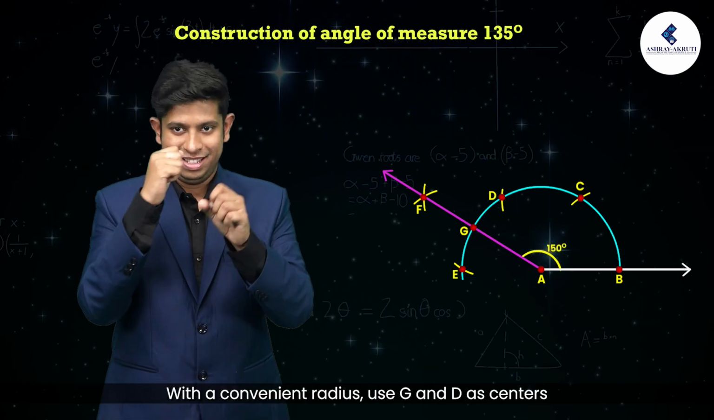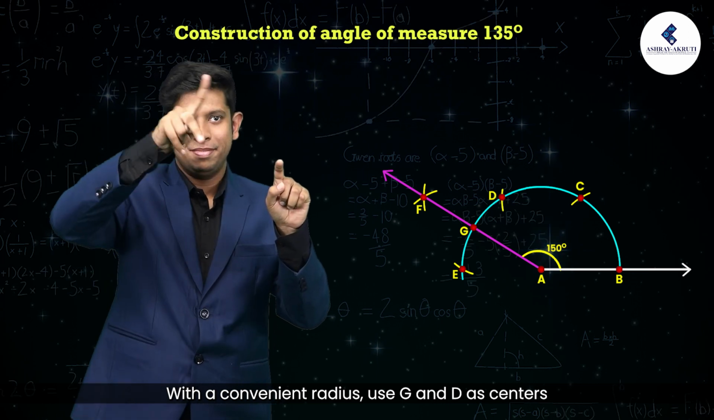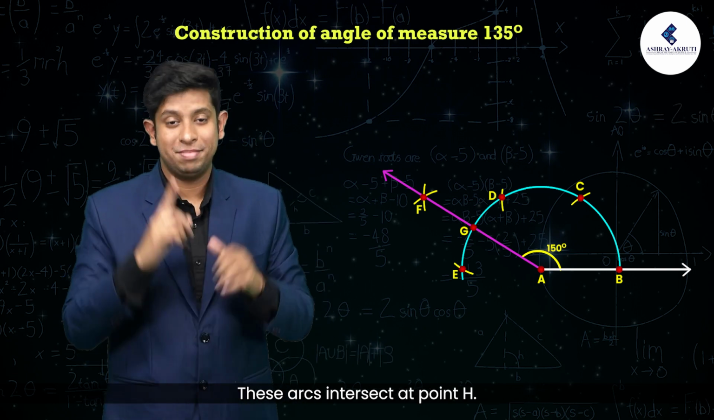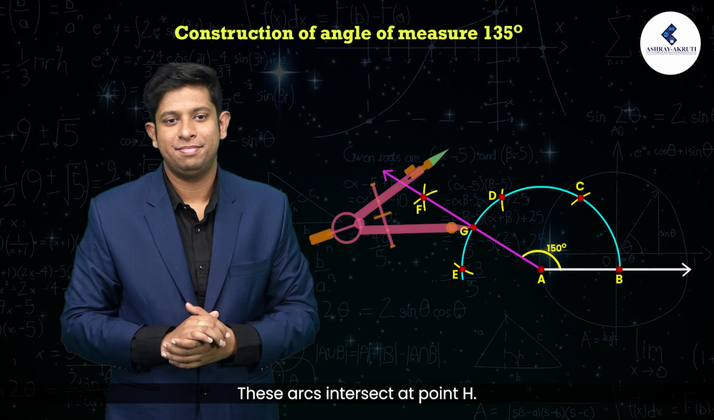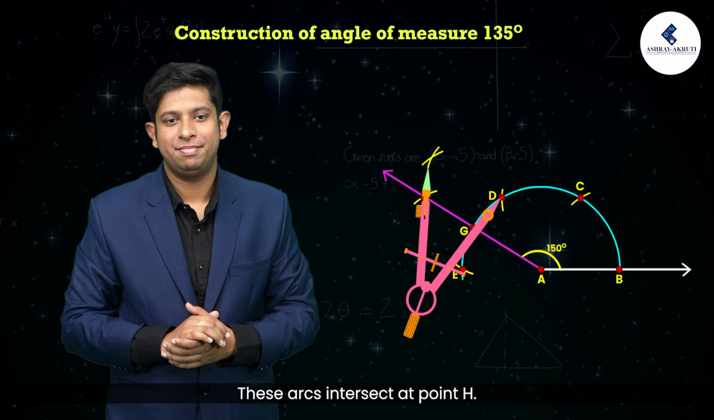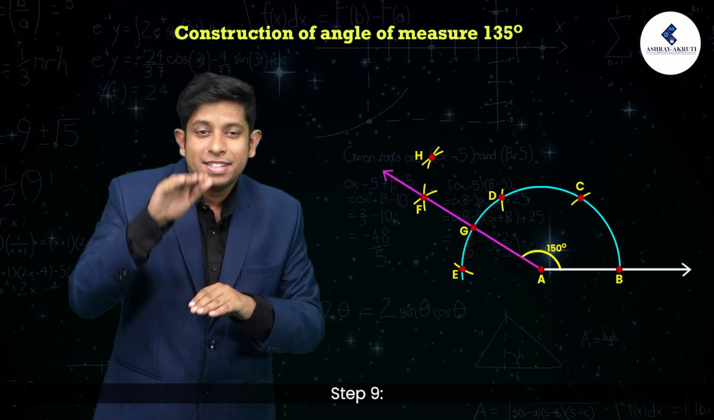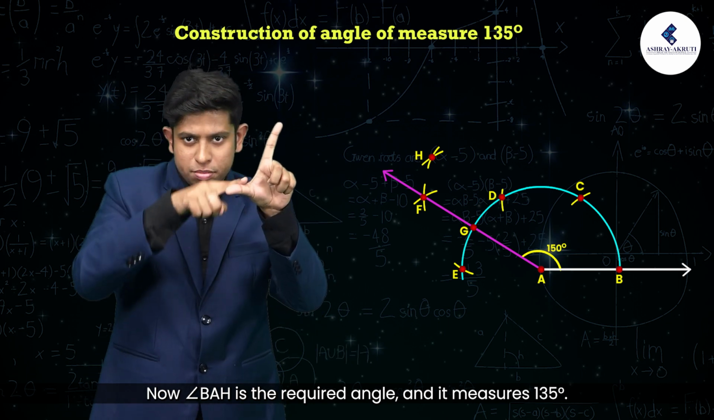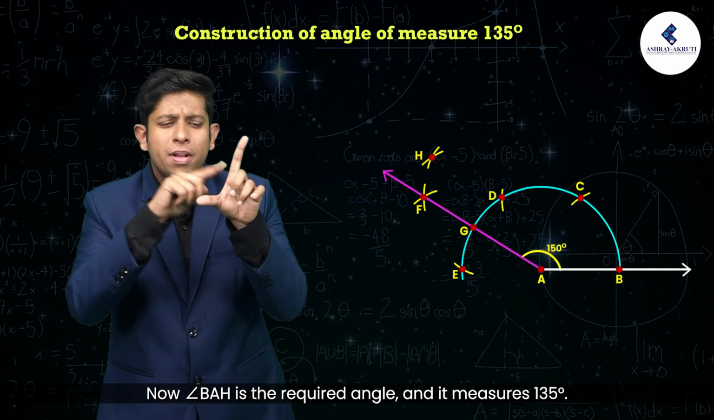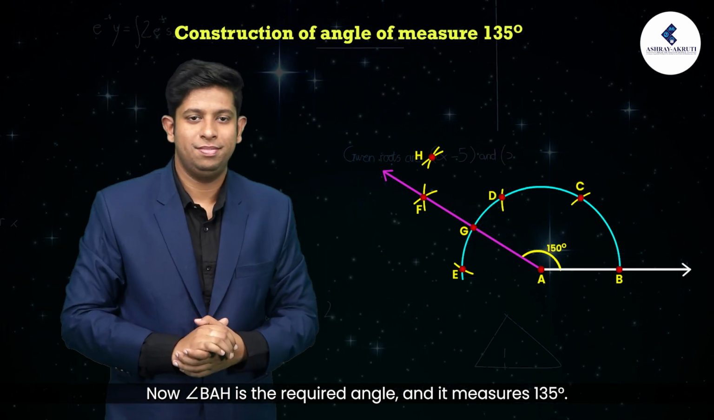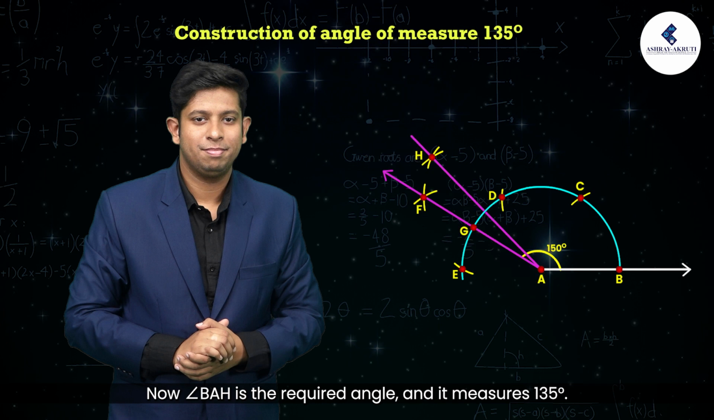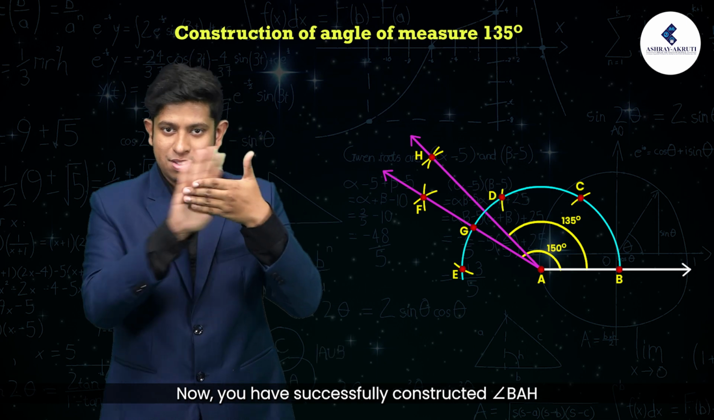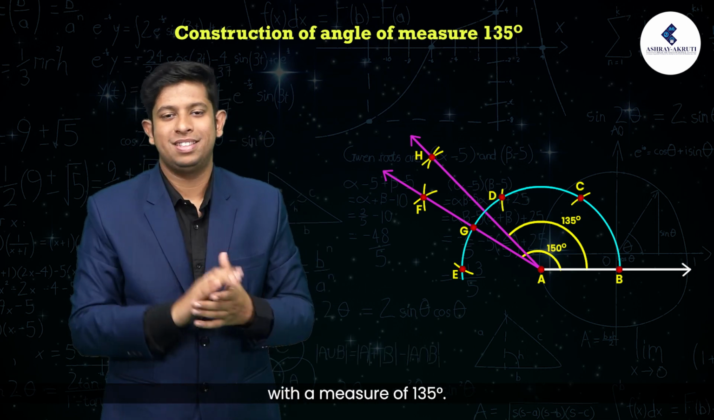Step 8. With a convenient radius, use G and D as centers to draw arcs in the interior of angle DAG. These arcs intersect at point H. Step 9. Join points A and H. Now angle BAH is the required angle and it measures 135 degrees. Now you have successfully constructed angle BAH with a measure of 135 degrees.